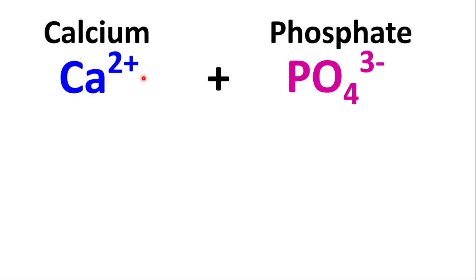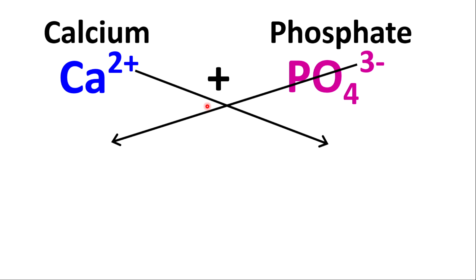The charges are different. So once the charges are different, the first step is to cross multiply to try to achieve equal values on both sides. So let us cross multiply first. So on the positive side will be multiplied by 3, and on the negative side will be multiplied by 2.